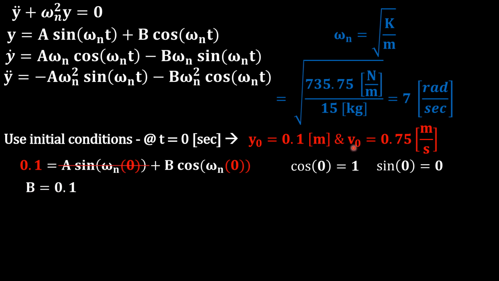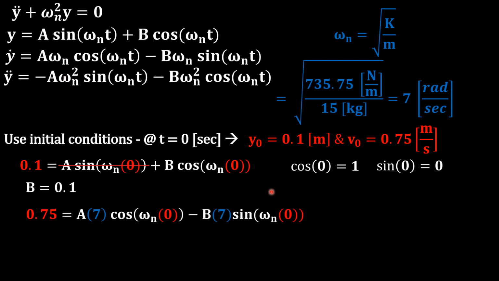And now we will use the initial velocity, or velocity at time 0, and the natural frequency in the velocity function. And we will plug in these values into the velocity function. And remember, cosine of 0 is 1. So we will solve for a in here, and b will cancel because sine of 0 is 0. So 0.75 equals a times 7. So that will give you a value of 0.107.